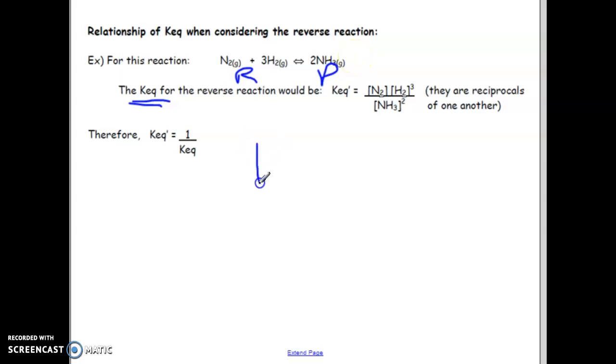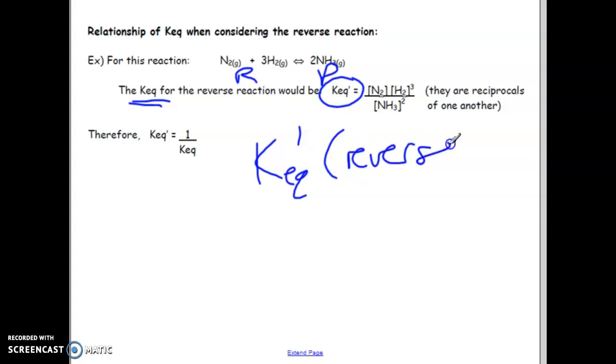However, sometimes you will be asked to solve for the K expression of the reverse reaction. The reverse reaction is shown with a little apostrophe at the end of the K, like KEQ apostrophe. That automatically means this is for the reverse reaction. So instead of products over reactants, it would be vice versa. Actually, this is the expression right here: reactants over products. So you would have your N2 times your H2 to the power of 3 over NH3 to the power of 2.